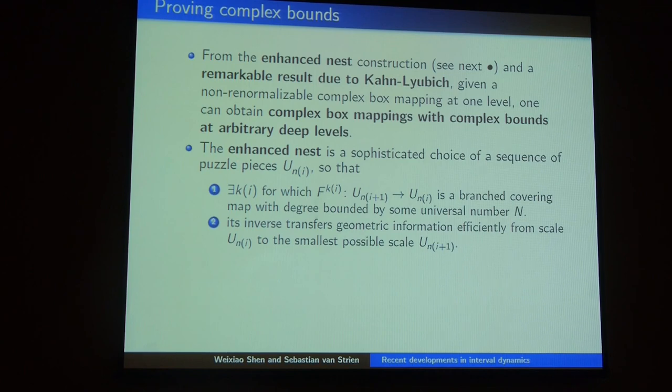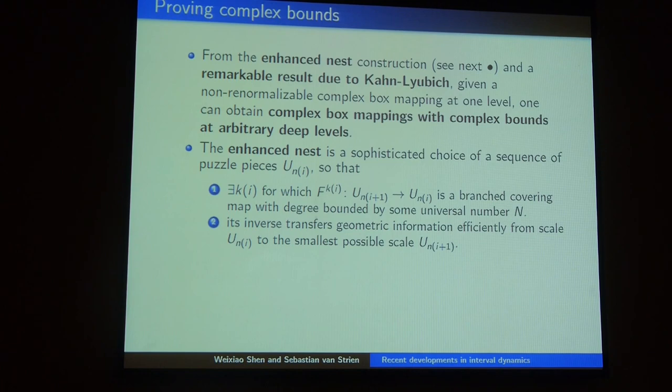It's taking simply a sophisticated choice of puzzle pieces. Remember, you had this map from U to V, and you had the domains, and you can look at pre-images of domains under this map, and these are called puzzle pieces. And it's some sophisticated choice of puzzle pieces and iterates of the maps, so that you map one level, a much smaller level, to a much bigger level, with a degree which is bounded. So the number of times it's wrapping around is bounded by some universal number n.